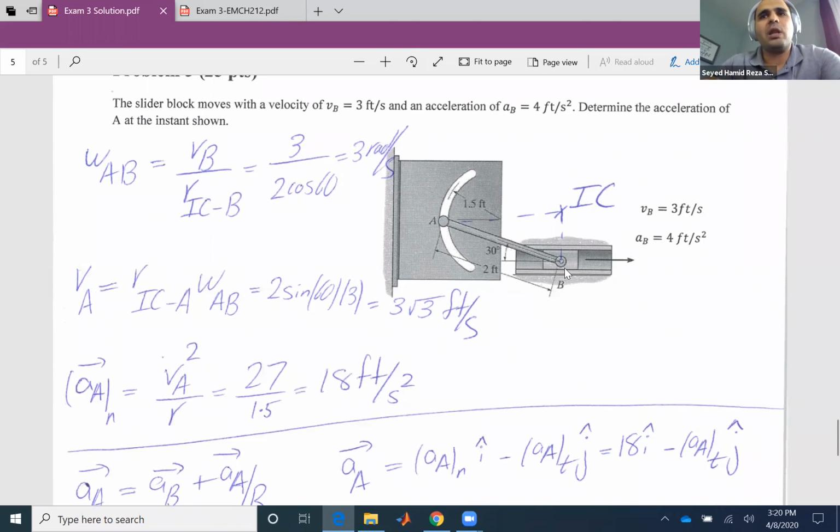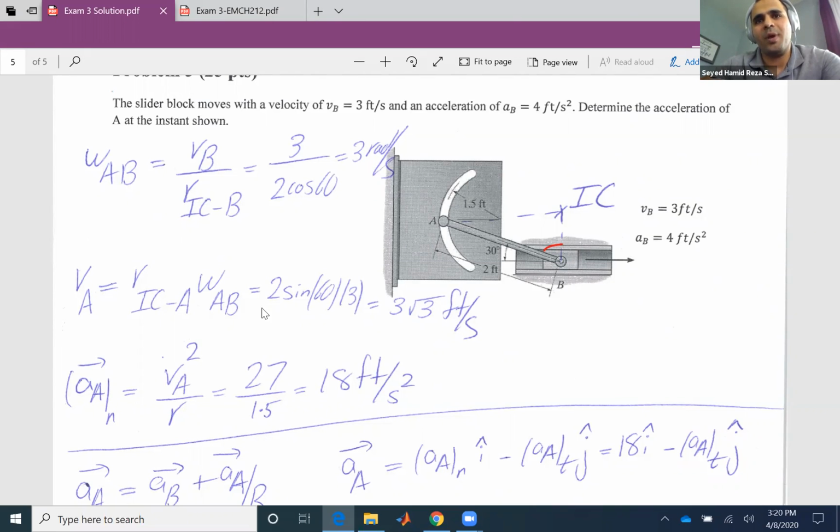So to find the velocity, either we can use ICE or we can use the relative velocity equation. Again, for this problem, it's very easy to use ICE. We have two directions. So we find ICE here. Now that I have ICE and I have the velocity, I have this distance, which is 2 cosine 60. This angle is 60. So 3 over 2 cosine 60 will give me 3 radian per second. Once I have the location of ICE and omega, I can write VA.